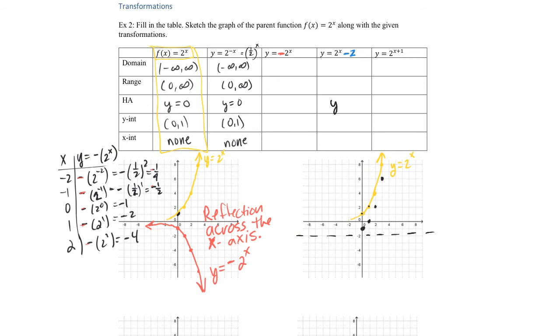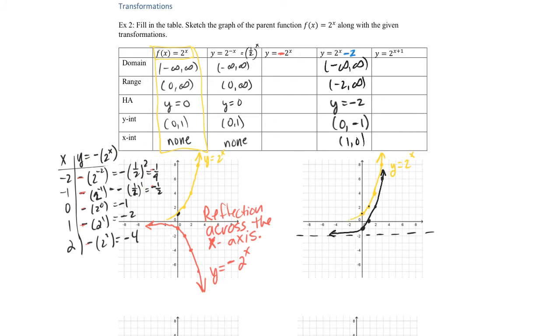Let's see, horizontal, this one is at y equals -2. And my y-intercept slid down as well, so usually my output was 1, but now I'm at -1. Let's see, I do have an x-intercept now. So I'm at (1, 0). And my range goes now from -2 to infinity, and my domain is the same. Okay, so there's that one. And that's just a vertical shift down.